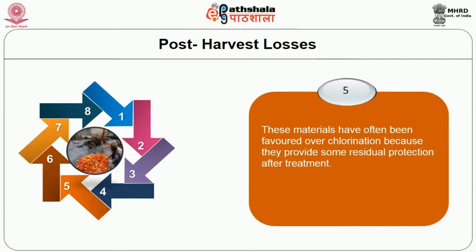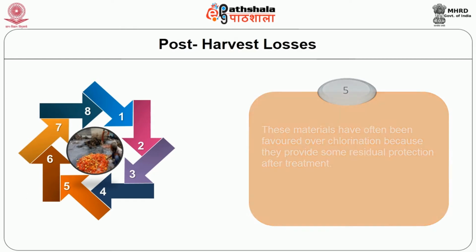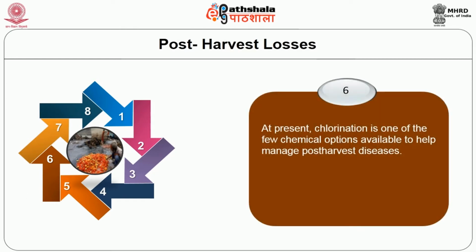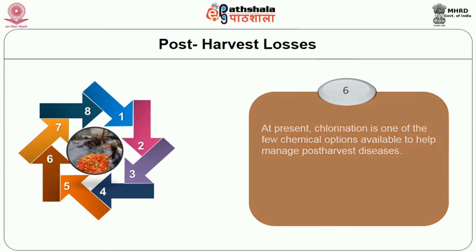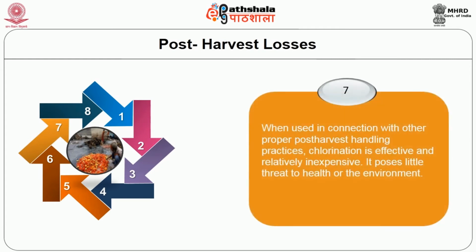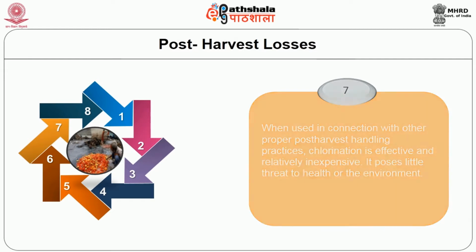These materials have often been favored over chlorination because they provide some residual protection after the treatment. At present, chlorination is one of the few chemical options available to help manage post-harvest diseases. When used in connection with other proper post-harvest handling practices, chlorination is effective and relatively inexpensive. It poses only little threat to the environment or health.